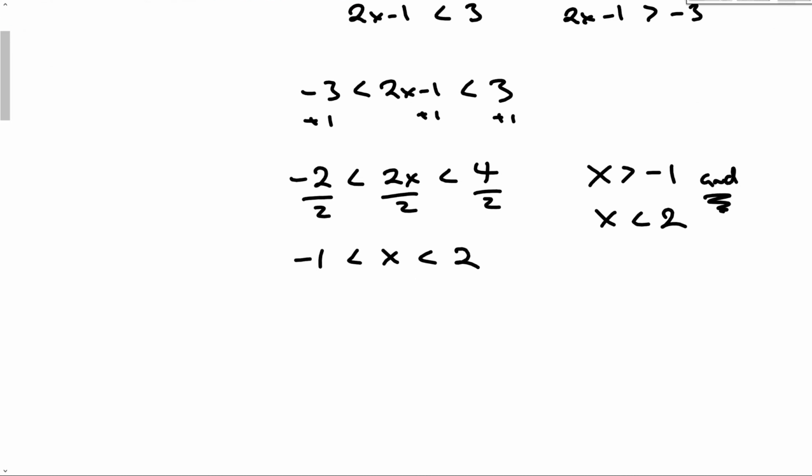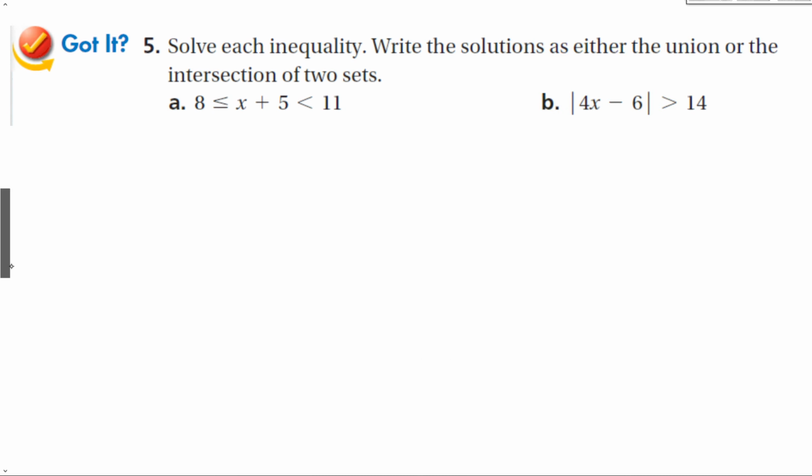So we can say that we have my two sets, x such that x is greater than negative 1, and my other set, which is x such that x is less than 2, and I want to find where these two sets intersect. Intersection, and union would be or. Okay, so let's look at a couple of got-it problems that do both of these.